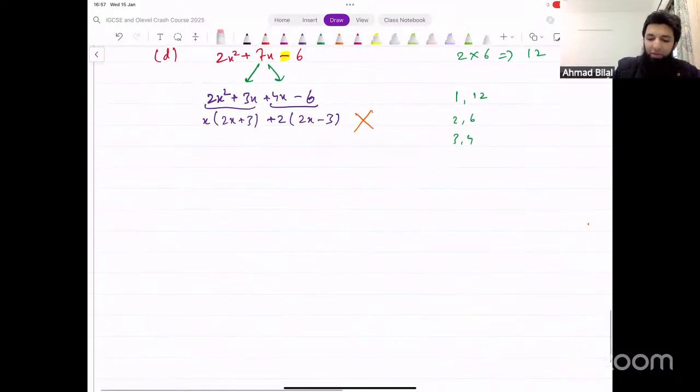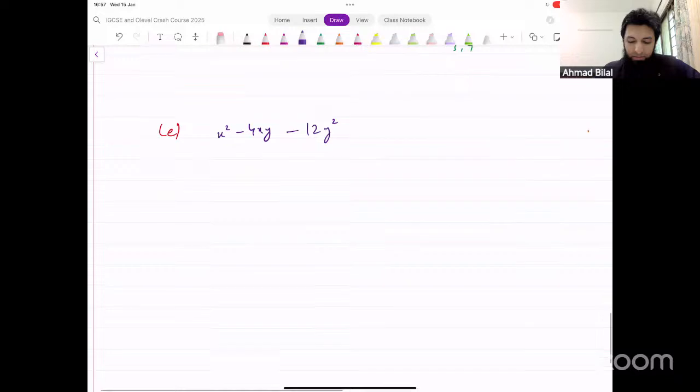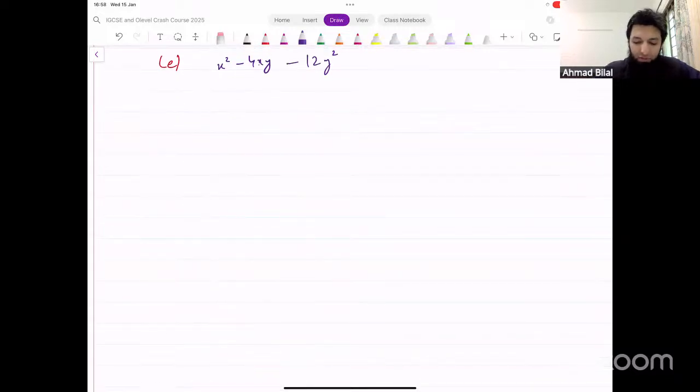Now, sometimes what happens is you have terms like this instead. You have three terms, but they are not all numbers. You've got something like this, for instance. You have x squared minus 4xy minus 12y squared. What if you got something like this? And again, what you want to do is you want to factorize this.